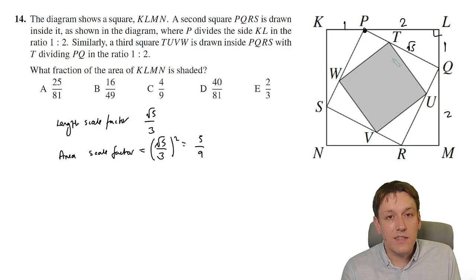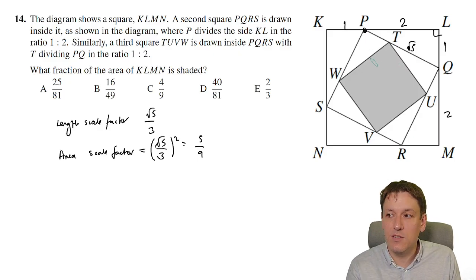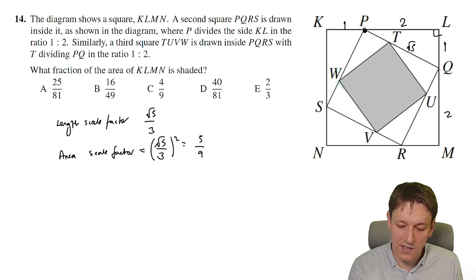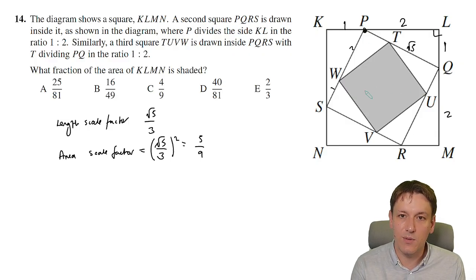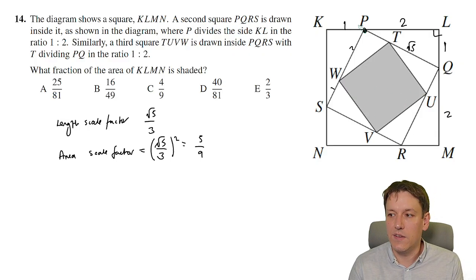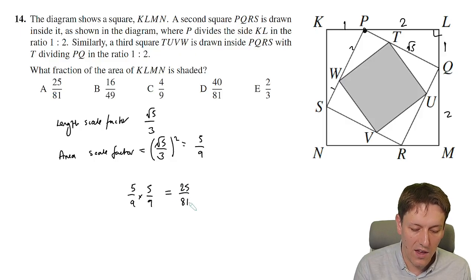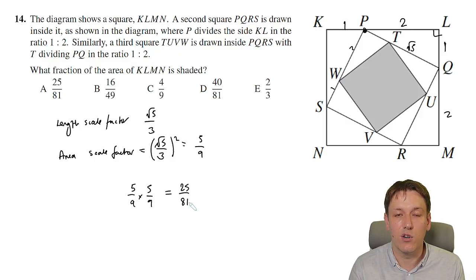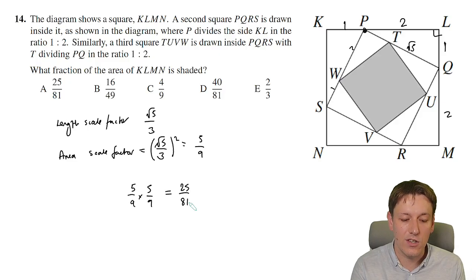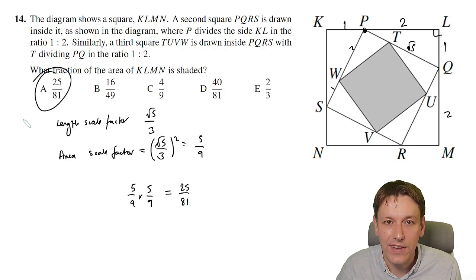But then once we've done that, it's exactly the same argument to go from the middle square to the inside square because it's the same proportions, right? It's still 1 to 2, I'd make exactly the same argument. So the area scale factor to go from the middle square to the inside square is also 5/9. So the small square is 5/9 of the middle square, which is 5/9 of the large square. So the small square is 5/9 times 5/9, or 25/81, of the area of the large square, and so the answer to this question is A, 25/81.